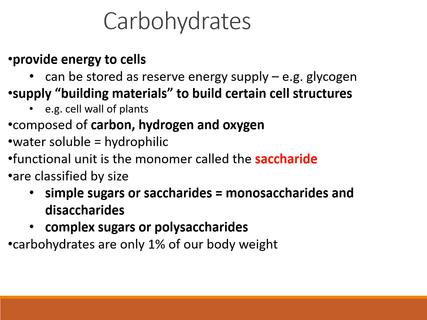Carbohydrates are built of carbon, hydrogen, and oxygen. They are hydrophilic, so they are water soluble. And the functional unit of a carbohydrate is a monomer known as a saccharide or a sugar. Now, saccharides can be classified based on size. They are the simple sugars, which are built of one saccharide unit, known as a monosaccharide, or two saccharides strung together called a disaccharide. If you have 3 or more saccharides strung together, that is known as a polysaccharide. I think in some nutrition textbooks they might call it a complex sugar or a complex carbohydrate.